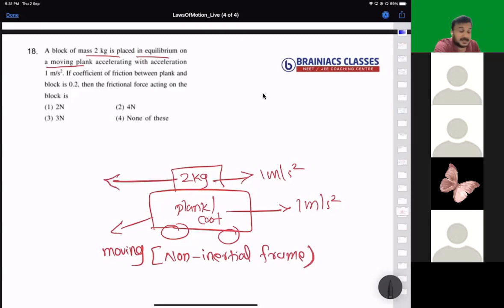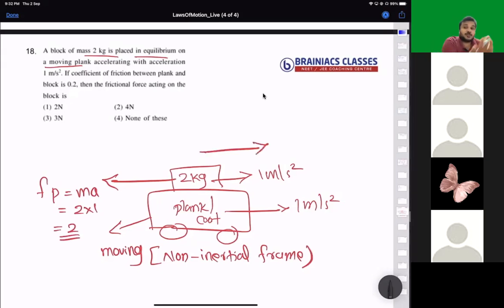What is that force called? Pseudo force, Fp. Pseudo force is equal to ma. What is m? It is 2 kilograms. The acceleration is 1 meter per second square. So the pseudo force in the backward direction is 2 newtons, and it is trying to move the block backward. Against it, there is an opposite force.